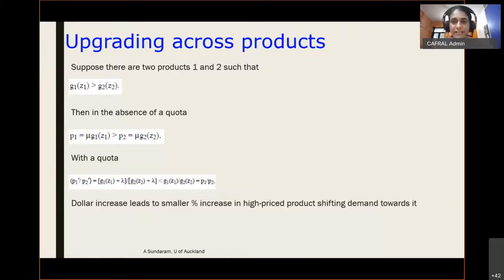And the reason for that is the following. The quota acts almost as a specific tariff. So it's like you're adding a certain amount to your price. And because the quota increases prices by a specific amount, the increase in price is actually lower in percentage terms for expensive products, right? So suppose the quota increases the prices by, say you're talking about cars.